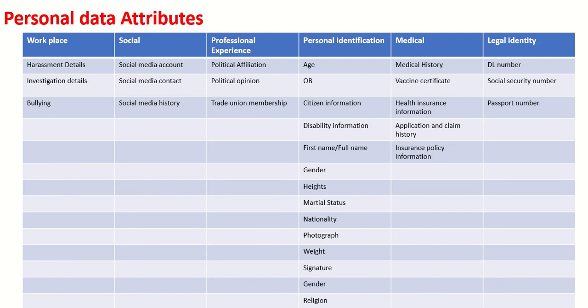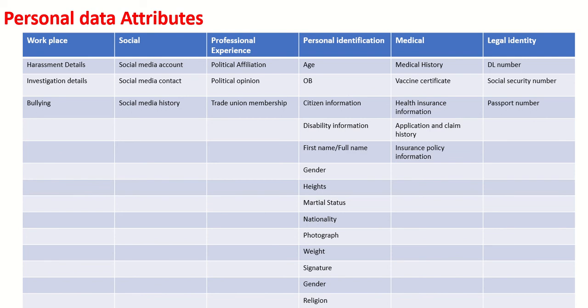Personal identification: your name, age, citizenship information, disability information, date of birth, full name, first name, last name, gender, height, marital status, nationality, photograph, weight, signature, and religion. These are certain examples related to personal identification.